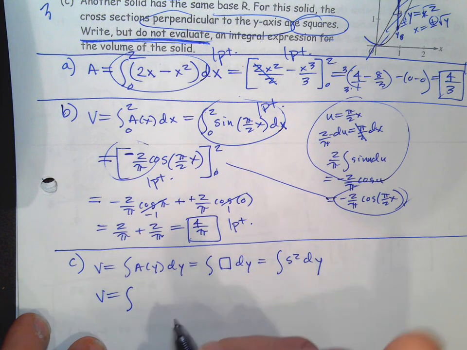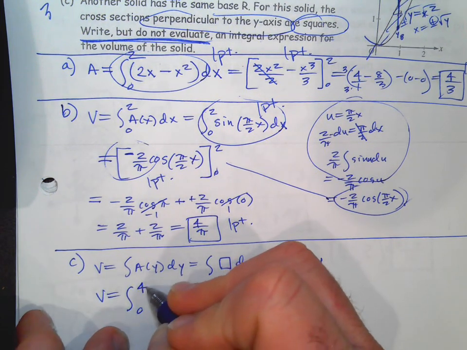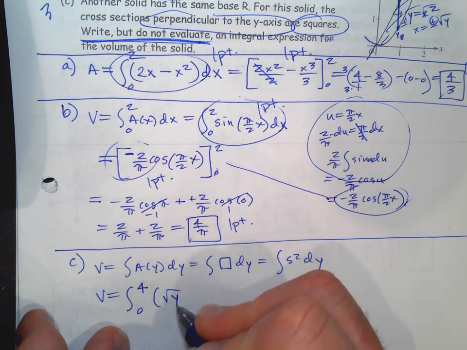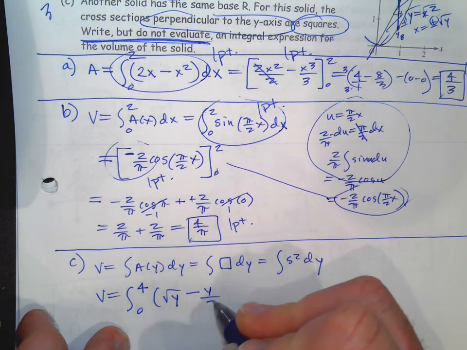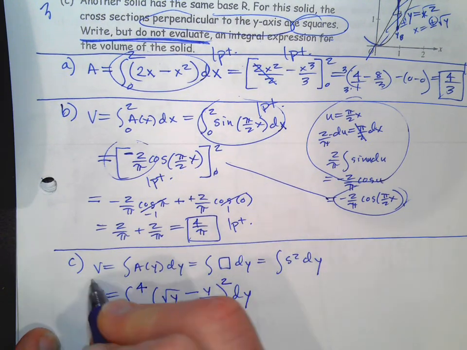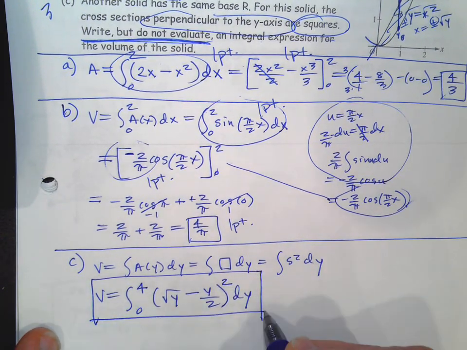We're integrating in the y direction, 0 to 4. Don't mess that up. X right is the square root of y. X left is y over 2. dy. Don't forget the squared. This is your whole answer right here.